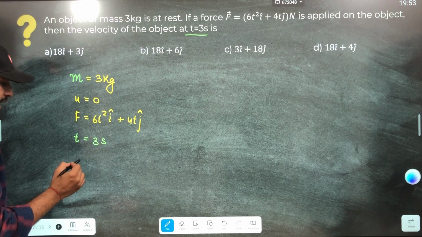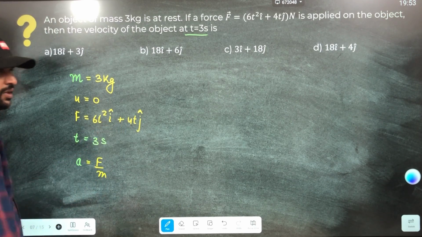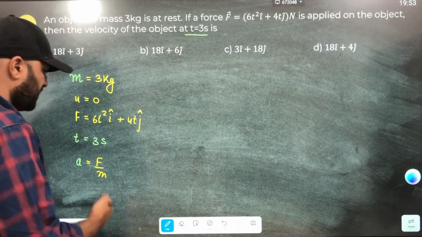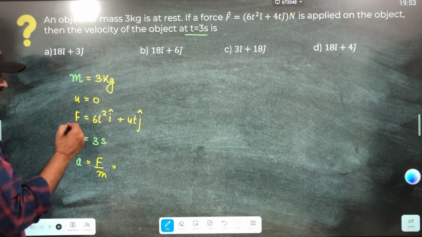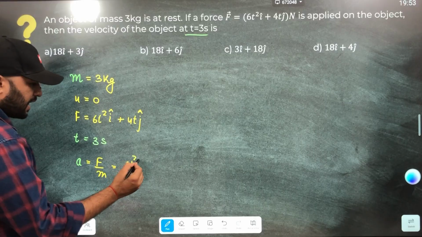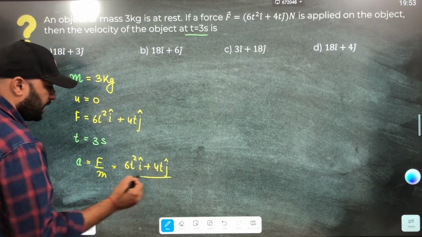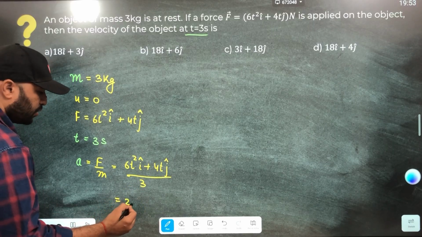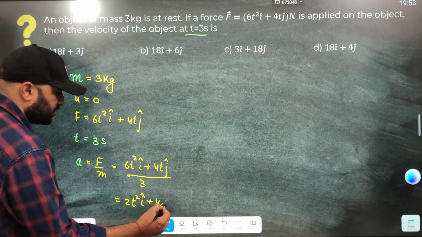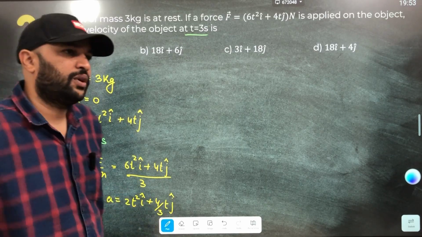So acceleration a will be straight away F by m. So here why are you not finding the magnitude? You are not finding the magnitude because acceleration is a vector quantity. We know that. So straight away we can get it in terms of i and j. So what is F? This. And what is m? 3 kg. So let's divide it. 6t square i cap plus 4t j cap whole divided by 3. So this will give us 2t square i cap plus 4 by 3 t j cap. I hope this is clear. This is our acceleration. If you are given the acceleration, you can find the velocity.